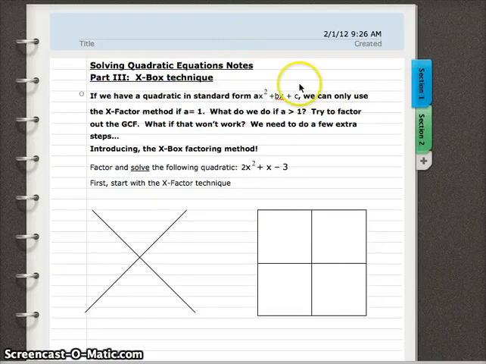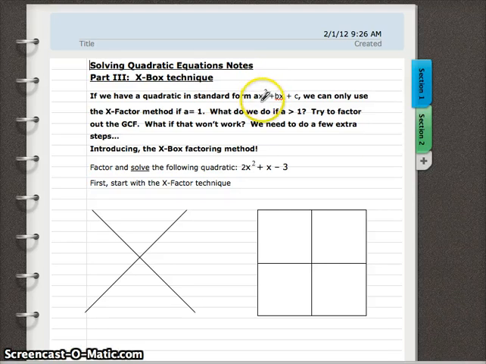In this video, we're going to use the X-box technique to factor a quadratic and solve for the value of x. So if we have a quadratic in its standard form, we can use the x factor method to factor it if a equals 1. So if that value right there is 1, we can use the x factor.